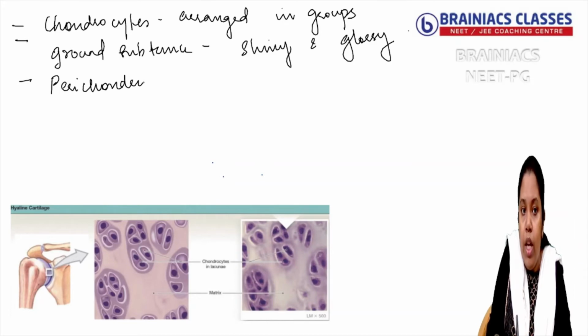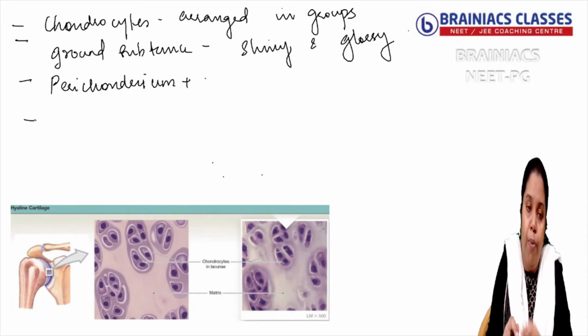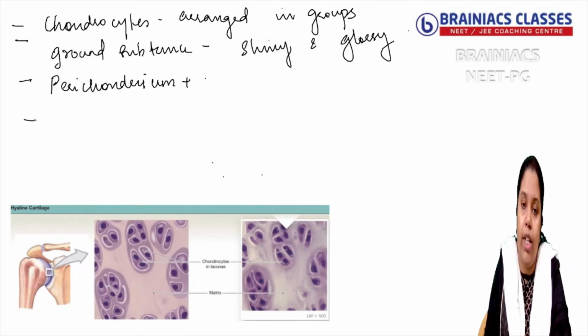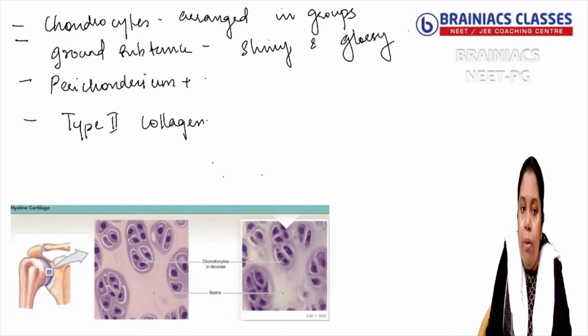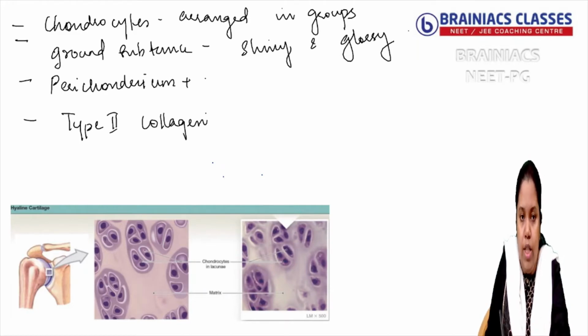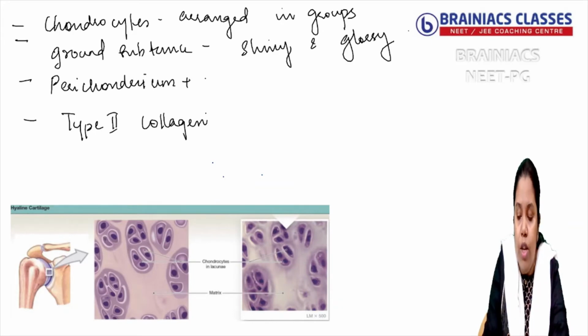Perichondrium will be present. And which is the type of collagen that is present in this hyaline cartilage? It is type 2 collagen. We have already discussed when we discussed the types of collagen, right? So this type 2 collagen will be present in the hyaline cartilage, right?